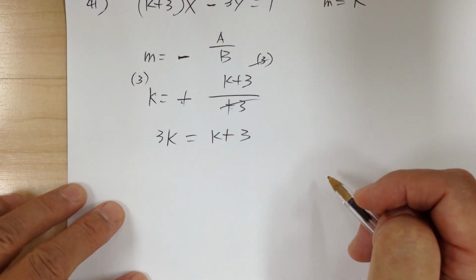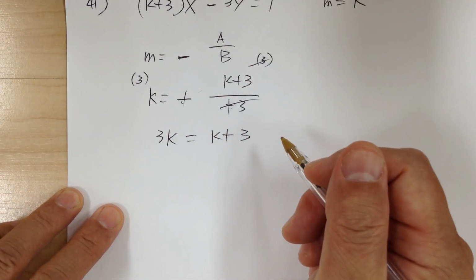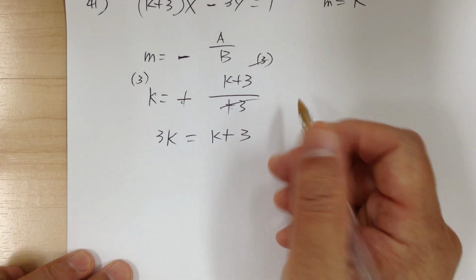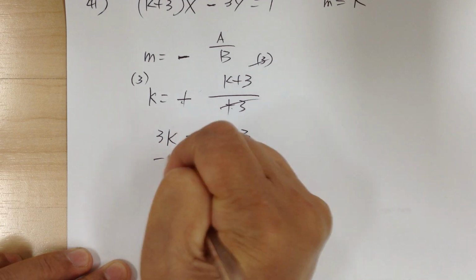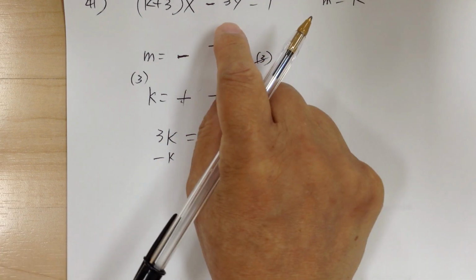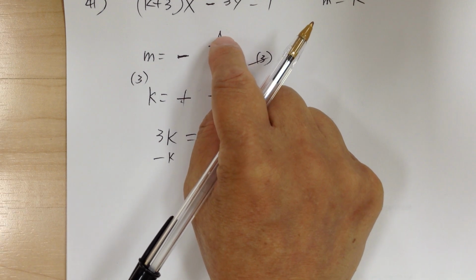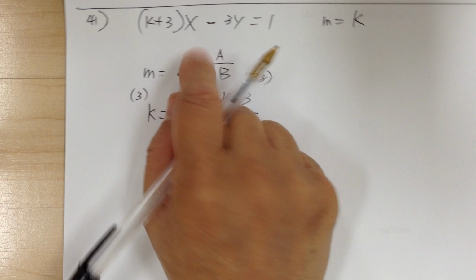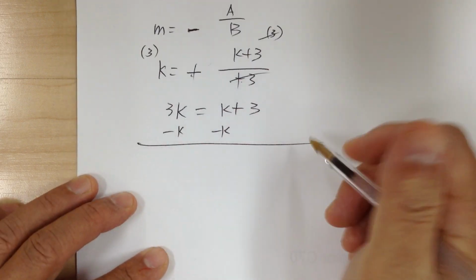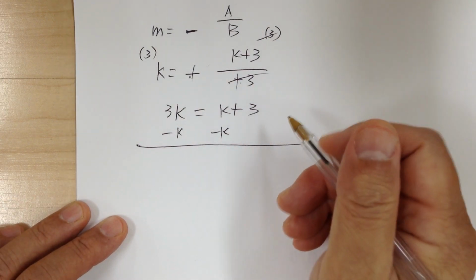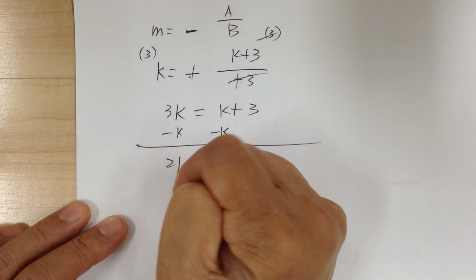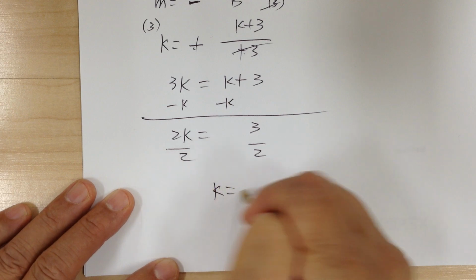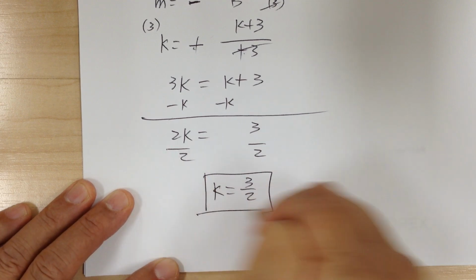Then after that, go ahead and minus k on both sides. Okay, let me double check, make sure I copied the problem correctly. Okay, 41, k plus 3 minus k, m equal to k. Yeah, okay. So subtract, you got 2k equal to 3, divide by 2 on both sides. So k equal to 3 over 2.